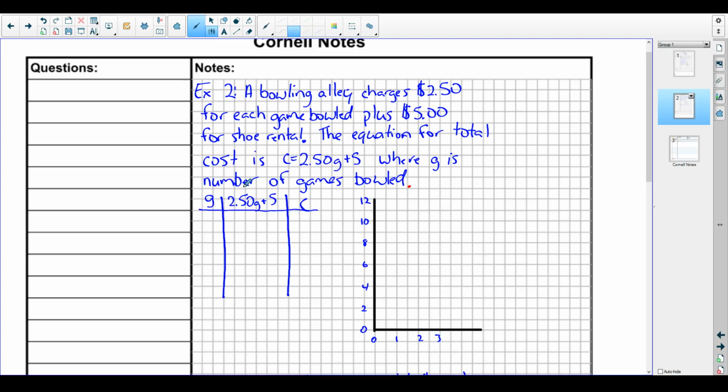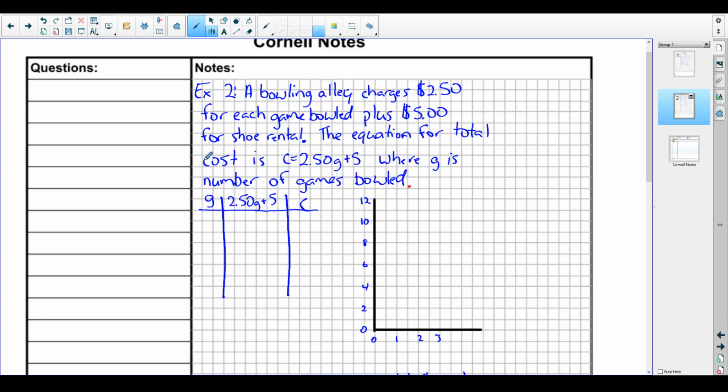Oh, I didn't write the question down. Represent the linear equation with a graph. Okay. To make ourselves a table, we're comparing games to cost. Our equation in the middle, 2.5G plus 5. Okay. Now this one's a little bit different. We can't pick negative numbers for x because you can't bowl -2 games.